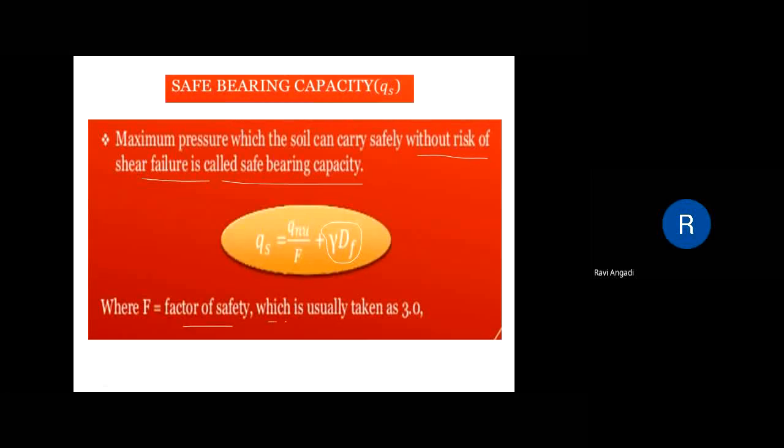Usually the factor of safety taken is 3 to calculate the safe bearing capacity of the soil. This is the definition of safe bearing capacity: the maximum pressure which the soil can carry safely without the risk of shear failure is called the safe bearing capacity of the soil. Based on this value of safe bearing capacity, the foundations or footings are designed, and the dimensions are given for the footings just to satisfy the bearing capacity criteria.